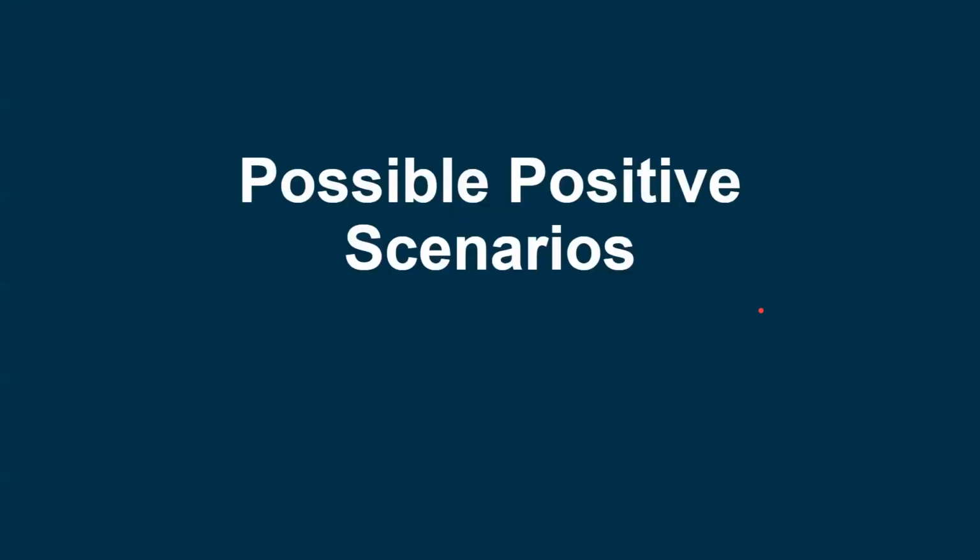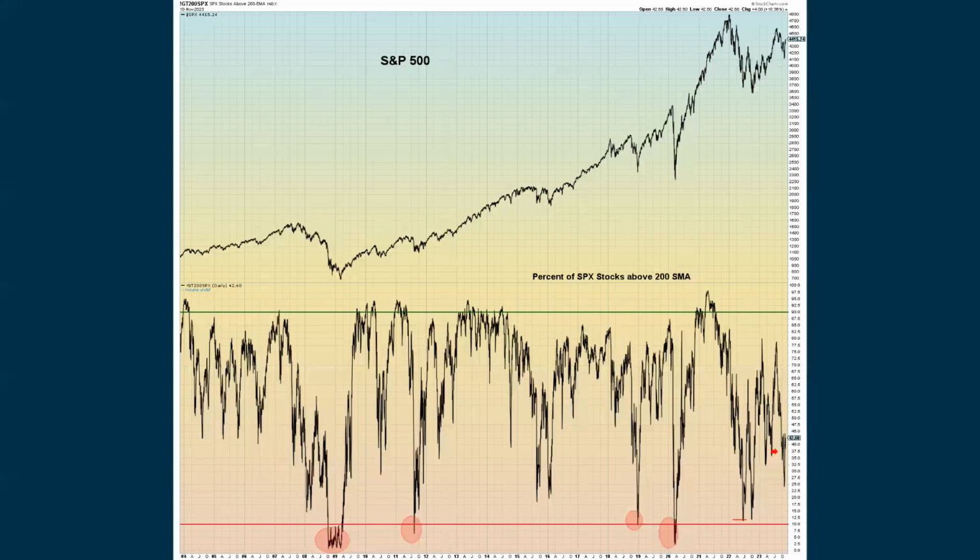Then I have a thing called possible positive scenarios. When we're really ripping to the downside, there are a number of things that can happen in technical analysis that can give us clues that maybe the market is starting to bottom. And I use these charts not only when we're going down, but also when we're going up, to give us an idea of the health of the overall market. Well, we look at the percent of stocks in the S&P 500 that are above their 200-day simple moving average. And we are below 50. That's kind of the line in the sand here. If we can get above 50, that would turn things more positive.